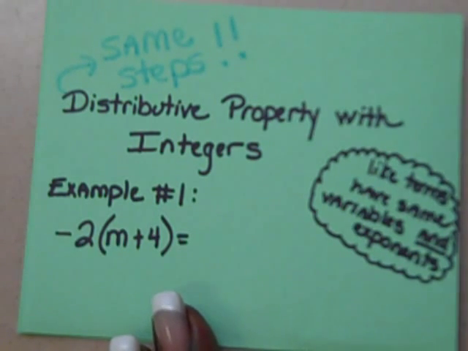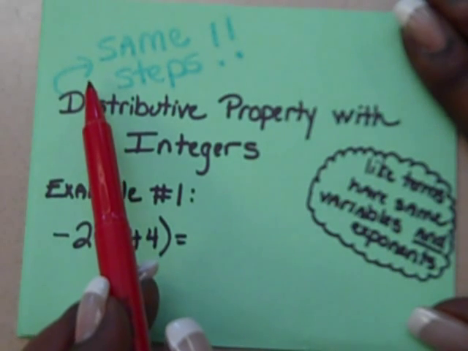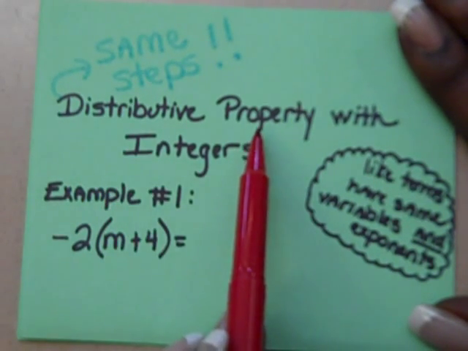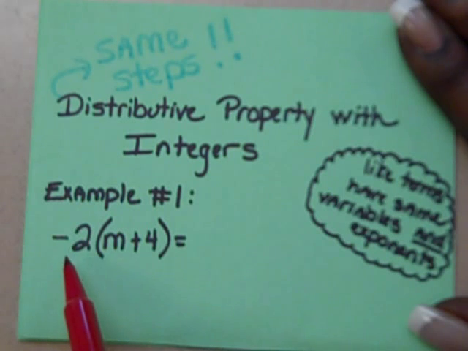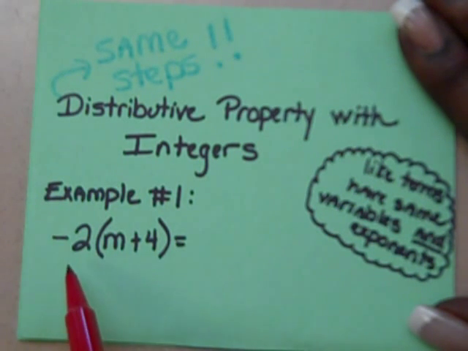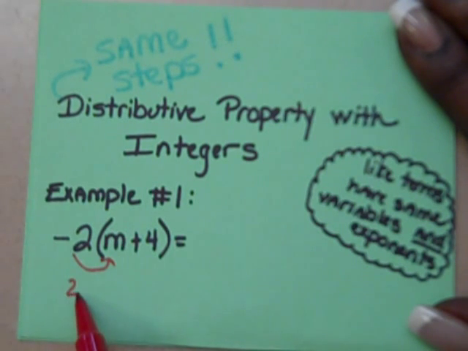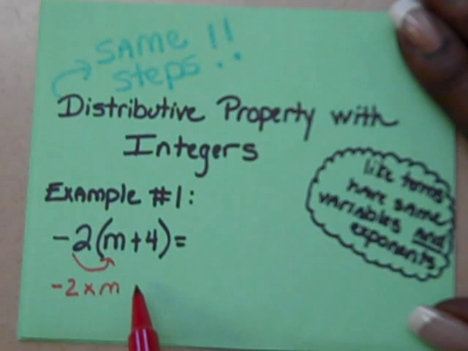Now, with integers, you are still going to follow the same steps using the distributive property. You're still going to multiply whatever term is on the outside of the parentheses to whatever term is on the inside. So let's say, for example, instead of that positive 2, it's now a negative 2. That doesn't mean the steps change. You're still going to multiply that negative 2 to the m. So we'll have negative 2 times m.